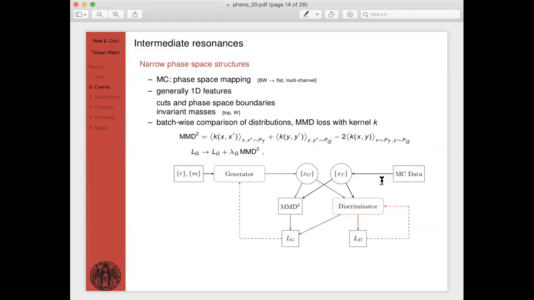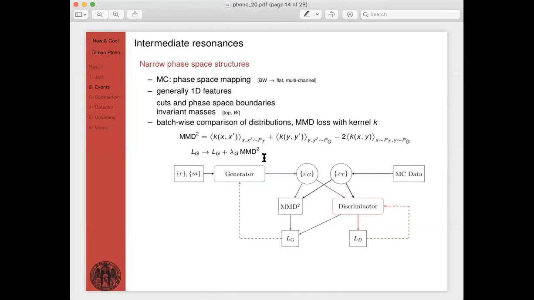So what happens with a network? Let's assume we have a one-dimensional feature of some kind, that could be the invariant mass or anything else. What you can do is use an additional term in the loss function that we add to it. This is called the MMD loss. And the MMD loss is nothing but a batchwise comparison of a one-dimensional or possibly two-dimensional distribution that we can add to the network. So instead of just training the discriminator, we always train a second term here, the so-called MMD loss. And that we combine into the generator loss function.